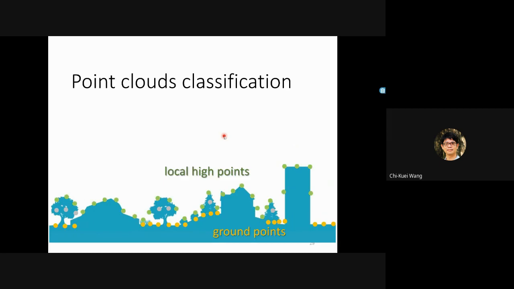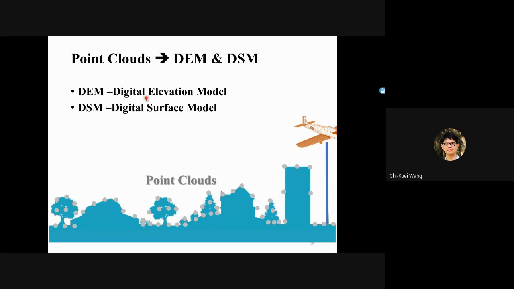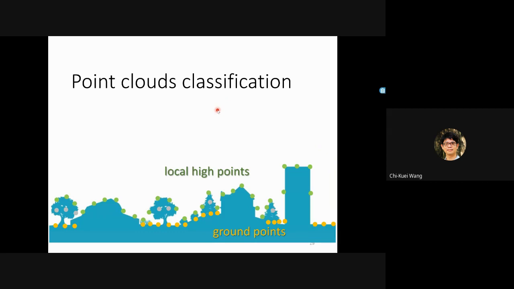And then in the process, we want to classify it. First, we want to classify the ground points. These are the ground points. I want to correct this first: this is a building. So the DEM, I'm sorry, DEM stands for Digital Elevation Model. It describes the elevation model that links all the ground.